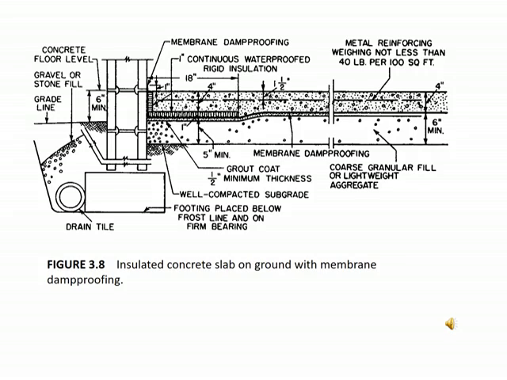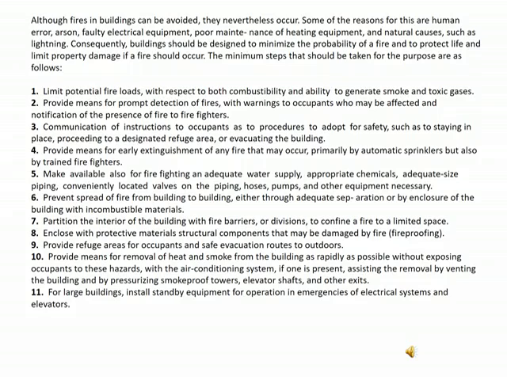This is fire protection. Although fire in buildings can be avoided, they nevertheless occur. Some of the reasons for this are human error, arson, faulty electrical equipment, poor maintenance of heating equipment, and natural causes such as lightning.